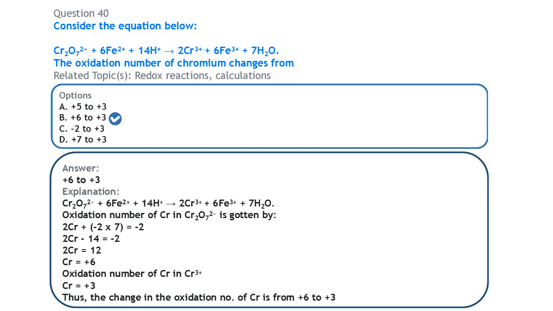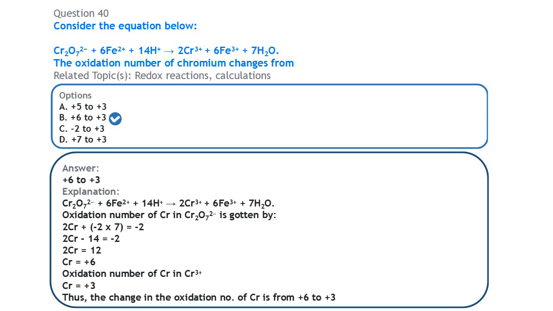So how do we find that? We have 2 atoms of chromium here, so we have 2 Cr, plus the oxidation number of oxygen, which is -2, and we have 7 of it here. So this is going to be -2 times 7. This will be equal to the oxidation number of this radical here, and that is -2. So you have 2Cr, -2 times 7 is going to be -14, so you have 2Cr - 14 equals -2.